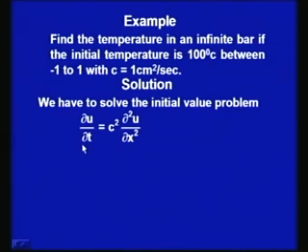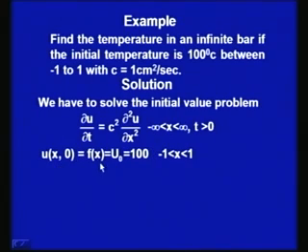∂u/∂t is equal to c² ∂²u/∂x², because it is an infinite bar. So, my x has to be from minus infinity to plus infinity, and t is positive. The initial condition we have been given is u(x,0) equals f(x), which is actually a constant. The constant is given as 100 degrees centigrade, that is, it is 100 in the range minus 1 to plus 1, and it is 0 elsewhere.